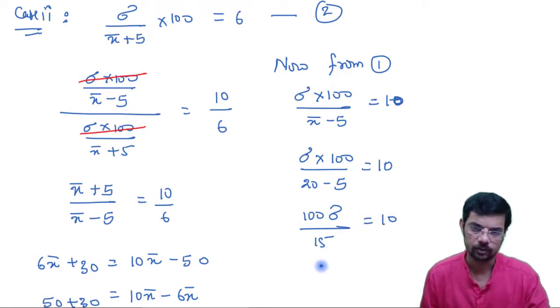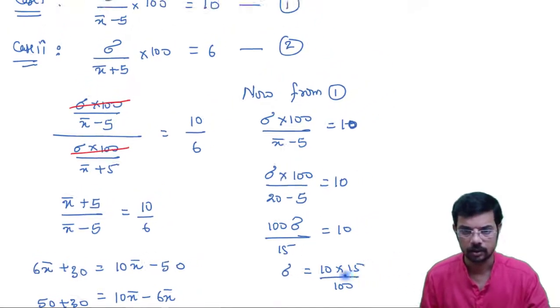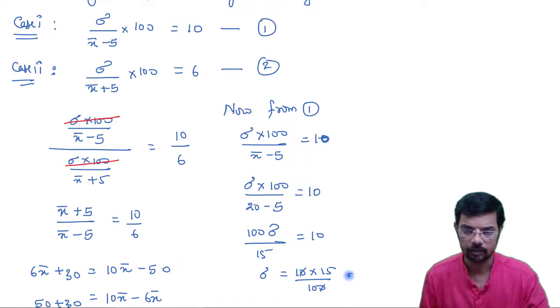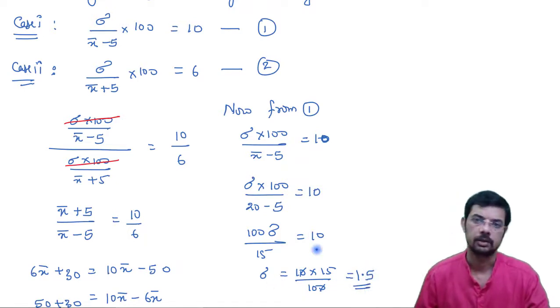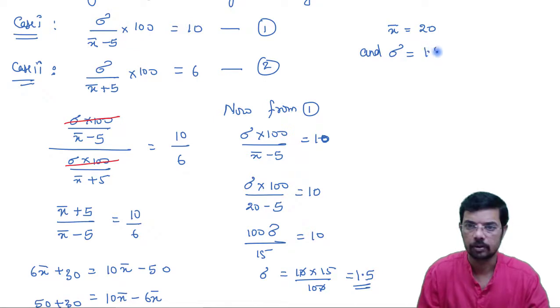So sigma becomes 10 into 15 divided by 100. We can cancel this and we get 1.5 as the standard deviation. So the answer is x bar is equal to 20 and the standard deviation is equal to 1.5.